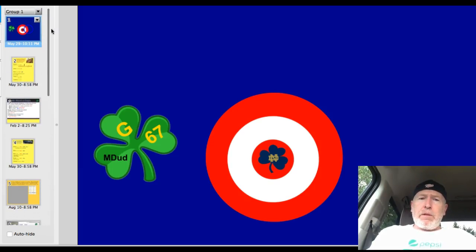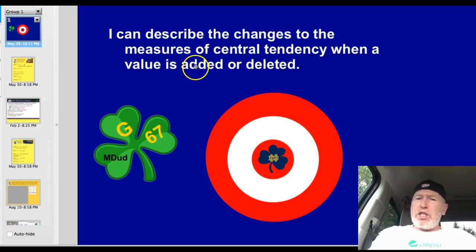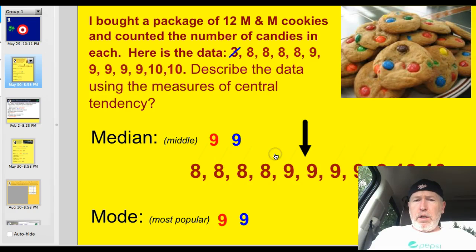All right, tonight officially our target: I can describe the changes to the measures of central tendency when a value is added or deleted. Let's do this thing. We're going to use the same examples tonight that we used last night in video 11.4a so that we can see and compare how the measures of central tendency change when we take a value away or add one.